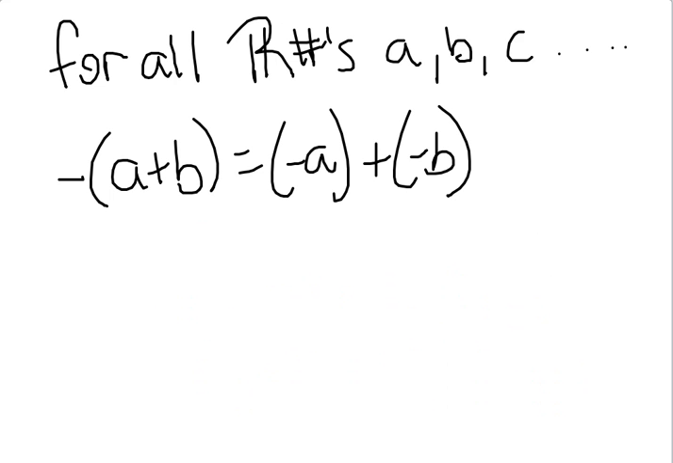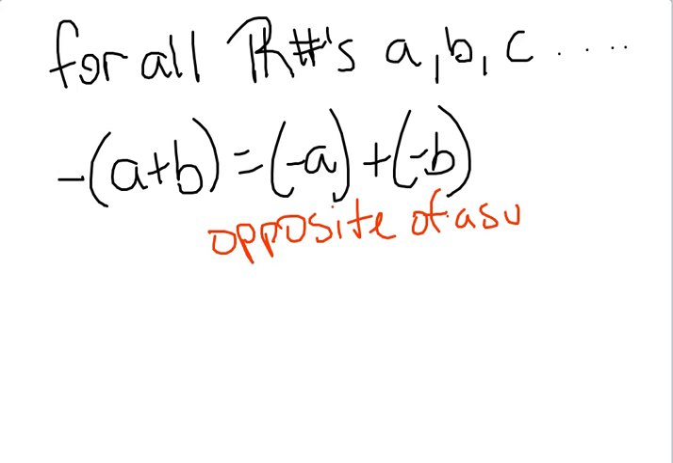Alright, so our last property for all real numbers says that if I take the opposite of A plus B, it's just like taking the opposite of A plus the opposite of B. And so we call this rule the opposite of a sum. That's the property.